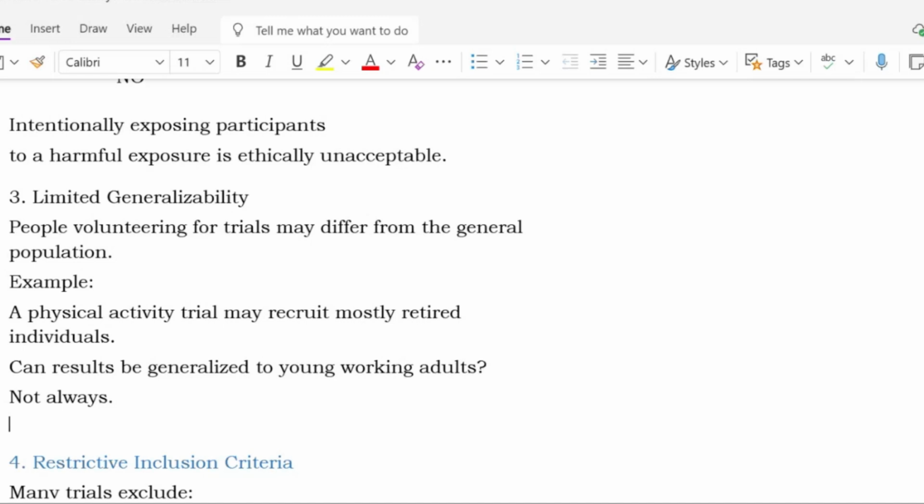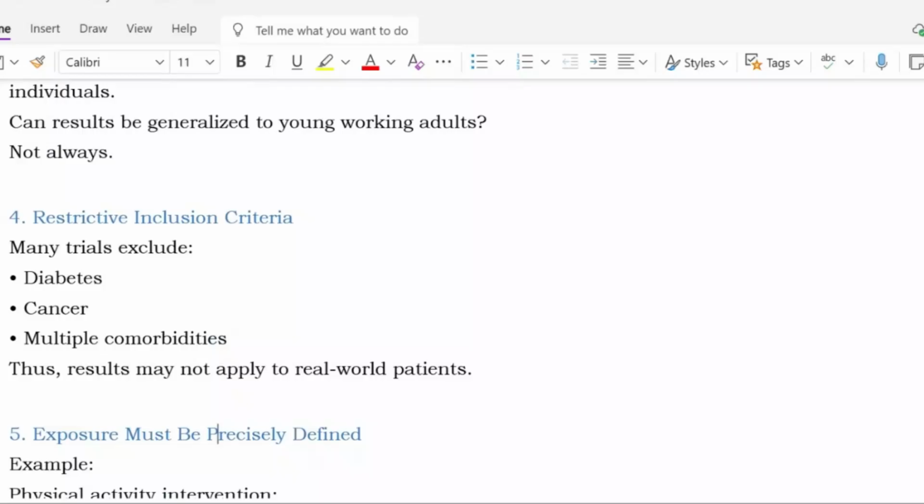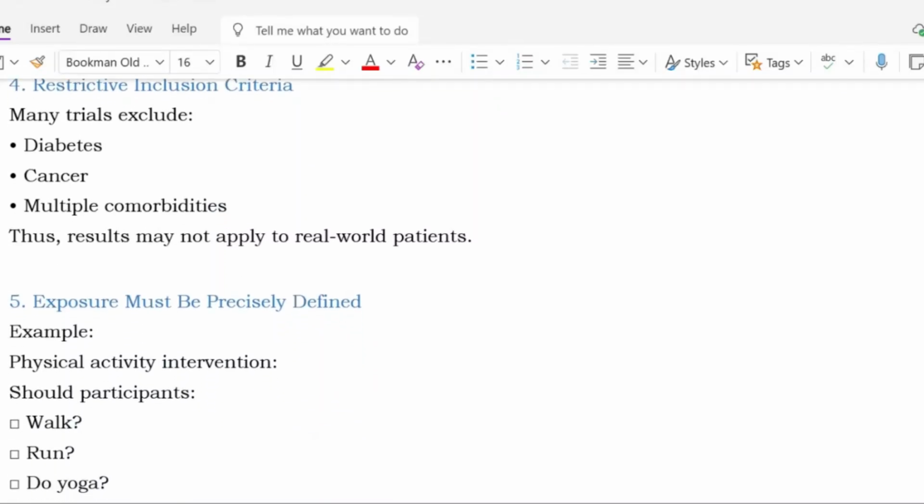If you carry out such a study, it will be applicable to a similar study population. So can results be generalized to young working adults? In this case, we will not be able to generalize it. Then there is restrictive inclusion criteria, because most trials will exclude morbidities such as diabetes, cancer, and multiple comorbidities. But practically, when the drug comes into the market, patients may have associated diabetes, associated cancer, or other comorbidities along with the disease for which the drug is tried, and then whether to give or not to give. So there are restrictive inclusion criteria when you carry out a clinical trial.